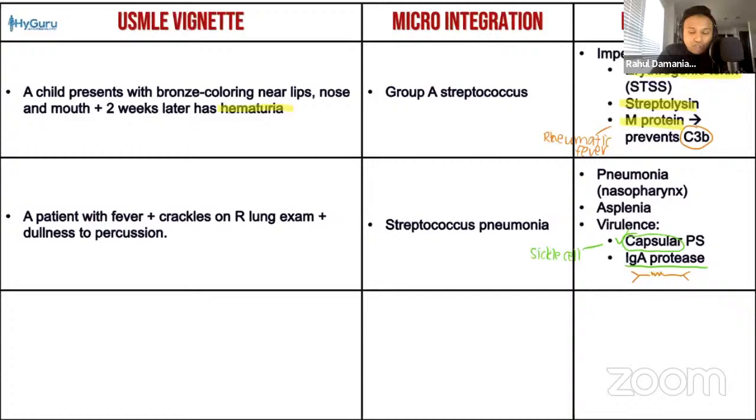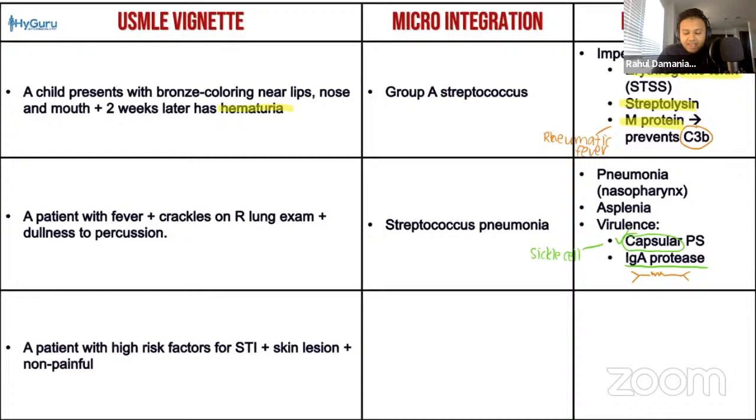Subsequently, you are going to be thinking of this last vignette related to gram positives and penicillins. A patient with high risk factors for STI, say, for example, unprotected sexual intercourse or some sort of contact mediated disease, presents with a skin lesion that is non-painful. And they'll say that the skin lesion is going to be like a crater with heaped up edges. And remember, it's non-painful. And so this is going to be your Treponema pallidum. And the USMLE loves for you to know that you're going to use dark field microscopy for Treponema pallidum.